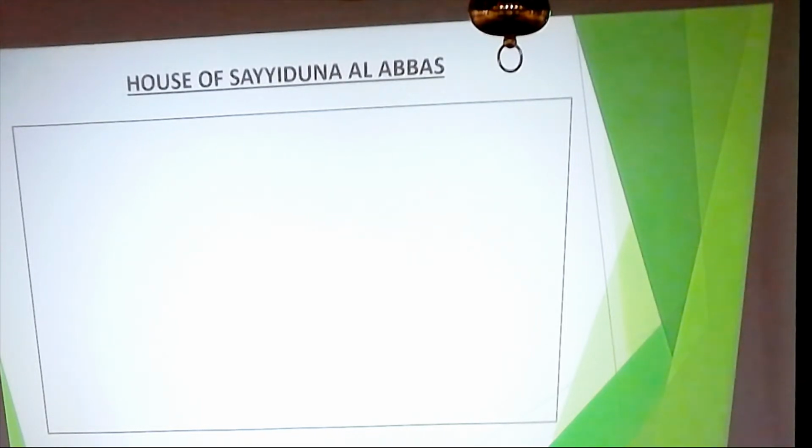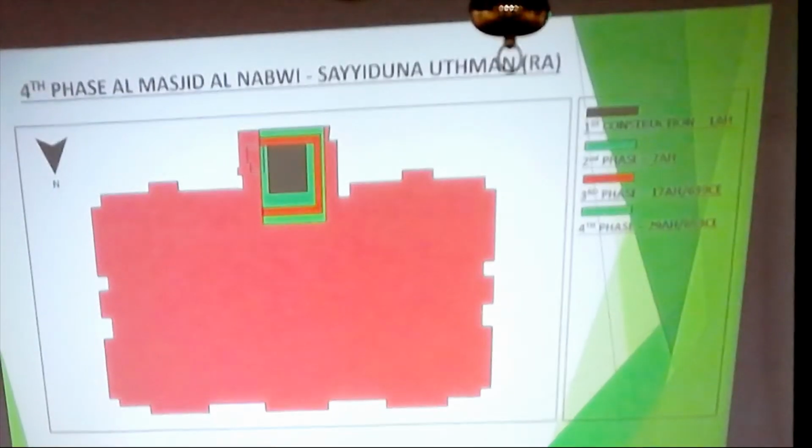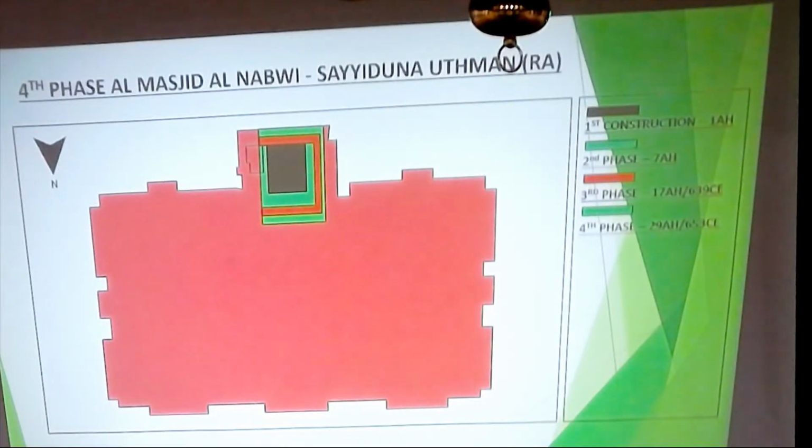The fourth phase, the third extension, was during the time of Sayyidina Uthman radiallahu ta'ala anhu, which took place approximately in the 29th year of Hijrah. And in this time, the masjid was extended a further 5 meters in the north and the south. So coming down, and in the south going up towards the Qibla as well. And also it was extended a bit more towards the west as well, around 5 meters.